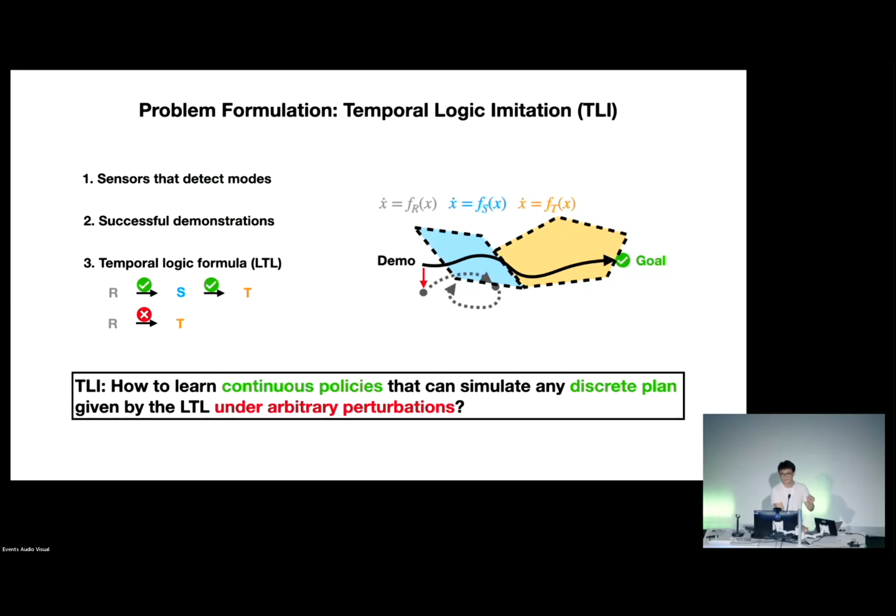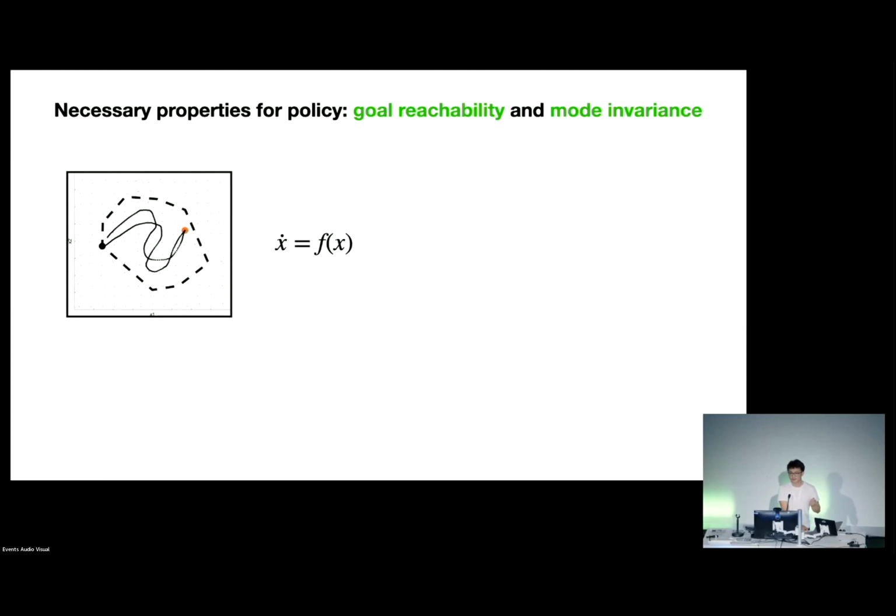What this means is not every discrete plan is realizable by the low-level motion policy that is generically learned from data. We need to ensure some properties when we're learning these policies. It turns out we need to ensure two properties, goal reachability and mode invariance of the motion policy.